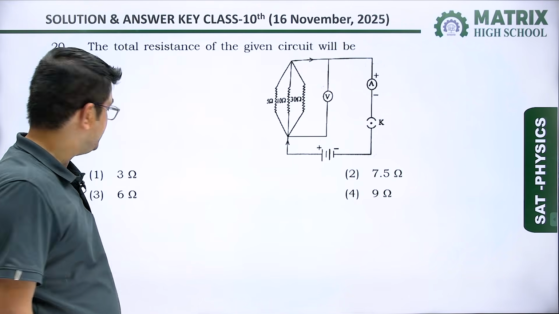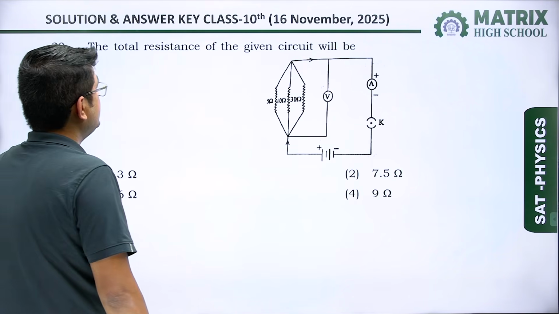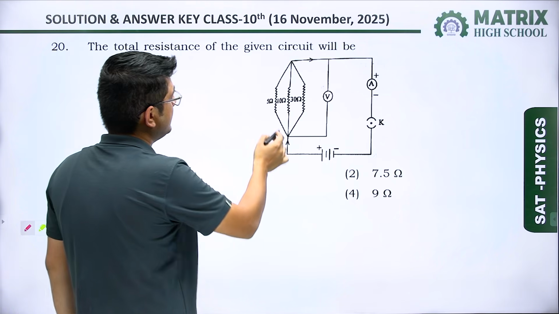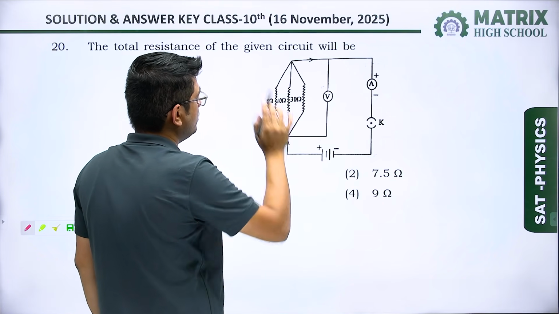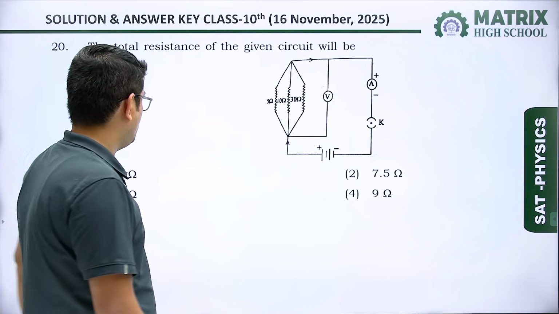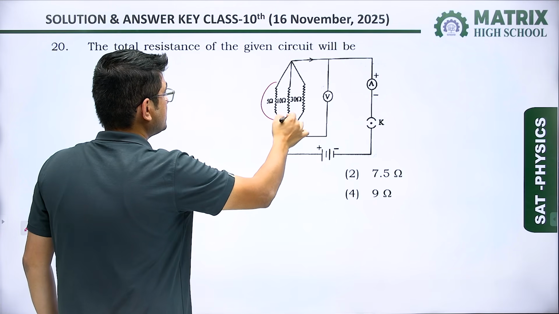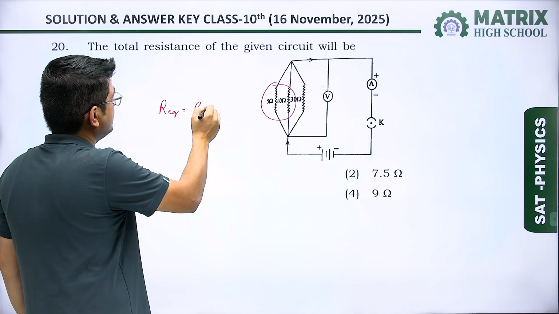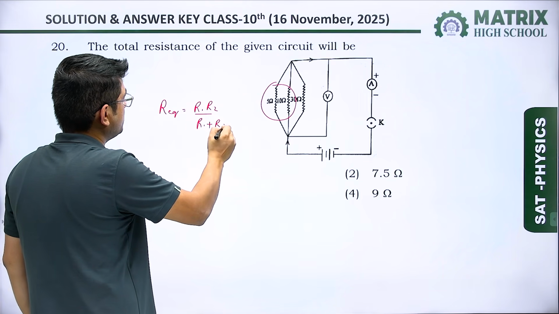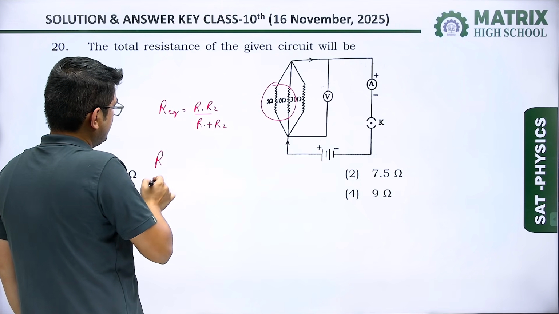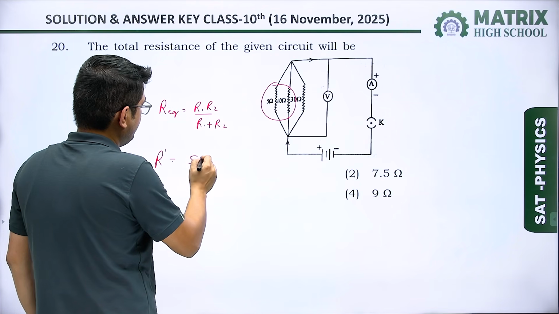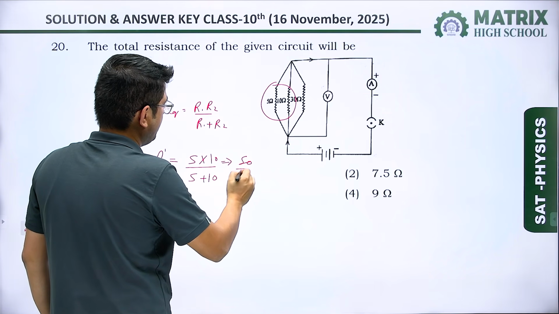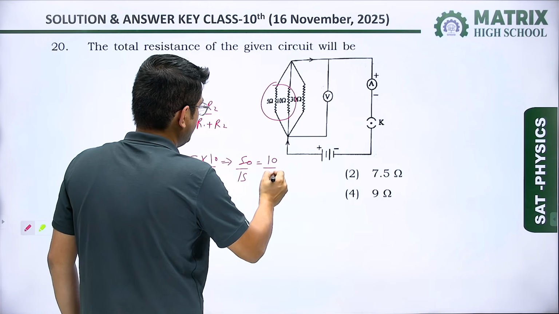Next question, question number 20. In question number 20, here our electric circuit is given. We have to calculate the total resistance. We can see here 3 resistors of 5 ohm, 10 ohm and 30 ohm are connected in parallel. So first of all, I will solve the combination of the 5 and 10 ohm resistors. Using the formula R equivalent equals R1 R2 upon R1 plus R2, let's say R dash. It becomes 5 into 10 divided by 5 plus 10, that is 50 divided by 15, which equals 10 divided by 3 ohm.